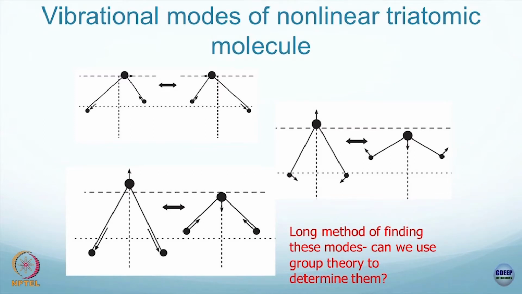Just to recall, for this particular molecule with 3 atoms, I have shown a big mass with a bigger circle and 2 identical masses with a smaller circle. These are the bond length changing. This one is going in an asymmetric way: this one is going in and this one is coming out. These are bond length changing, this is bond angle changing, and these are symmetric stretching.